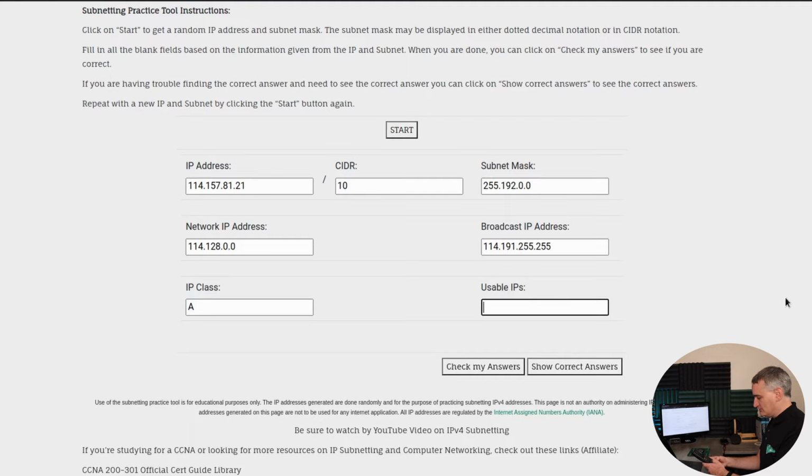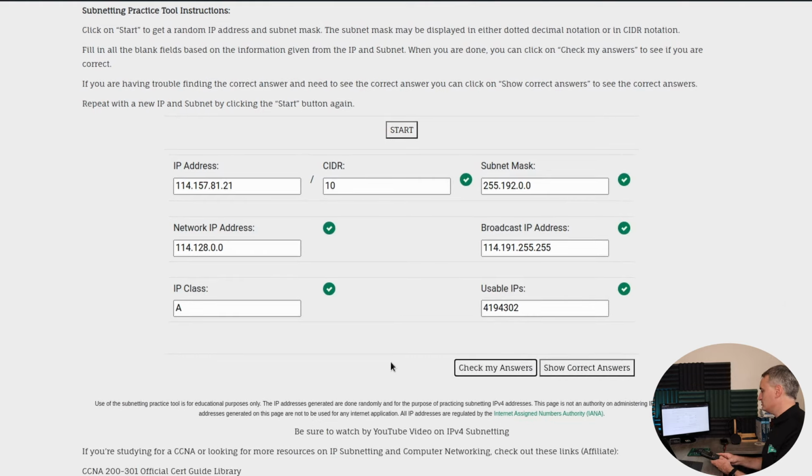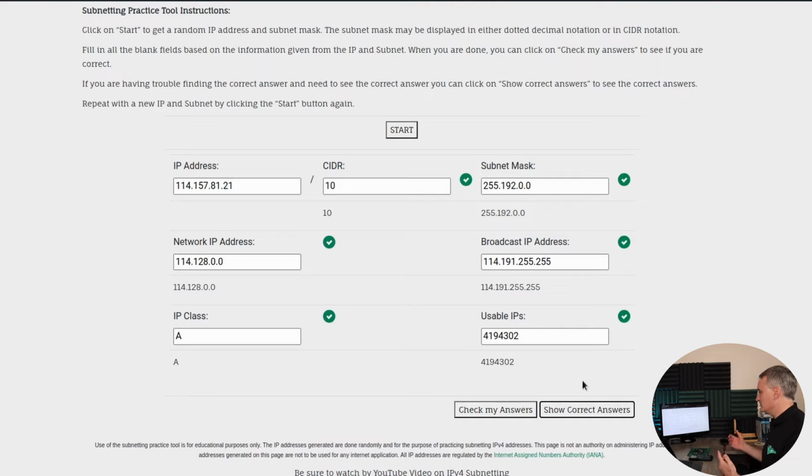The total number of usable IPs, this is going to be 22, so 2 to the power of 22. Oops, I need to reset that on the calculator. 2 to the power of 22 is going to give us 4,194,304, but we're going to subtract 2 from that, so 302. Check my answers. There we go. That's all correct. Show correct answers. There you go. Of course, with class A's, you're going to be working with a lot of big numbers.